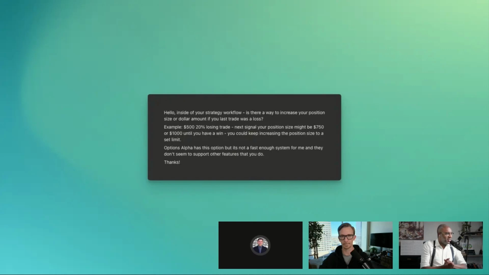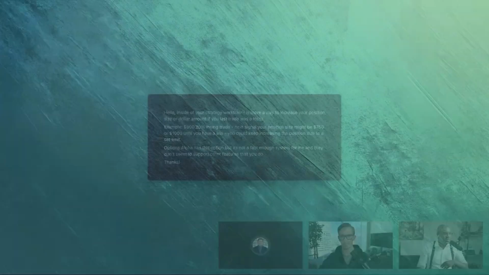Hello. Inside of your strategy workflow, is there a way to increase your position size or dollar amount if the last trade was a loss? Example, $500, 20% losing trade. Next signal, your position size might be $750 or $1,000 and so on. So, do we have an ability to adjust the position size based on how a previous trade closed?